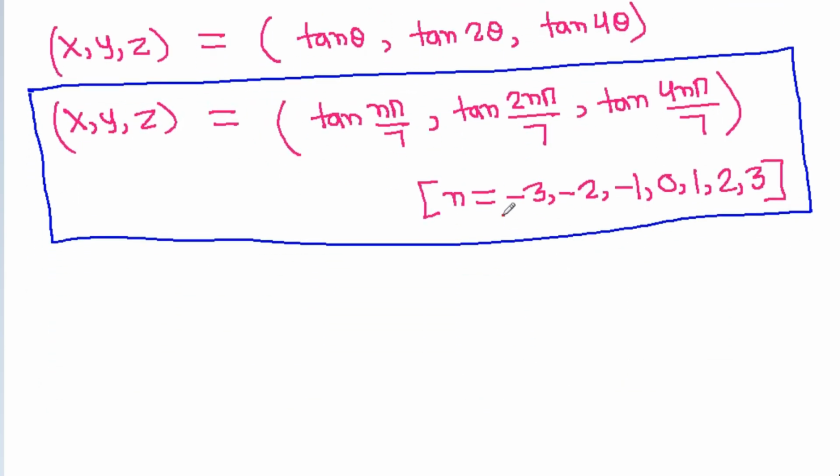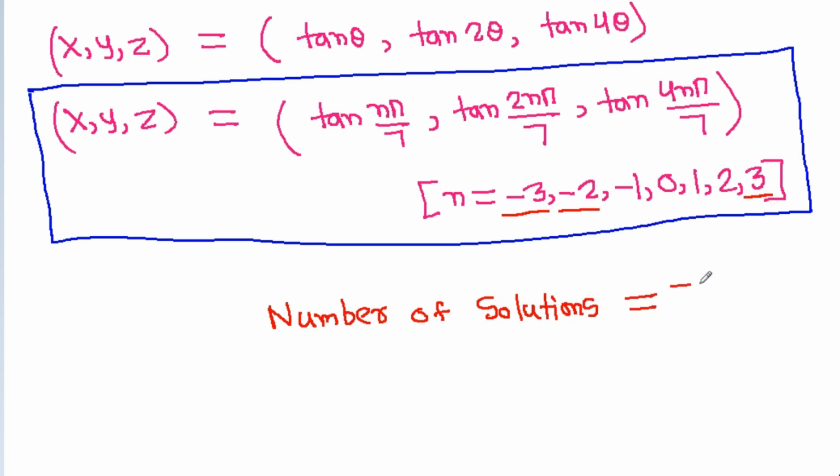For n is equal to minus 3, it is one solution. For n is equal to minus 2, it is one solution. And for n is equal to 3, it is one solution. So the number of solutions will be 7.